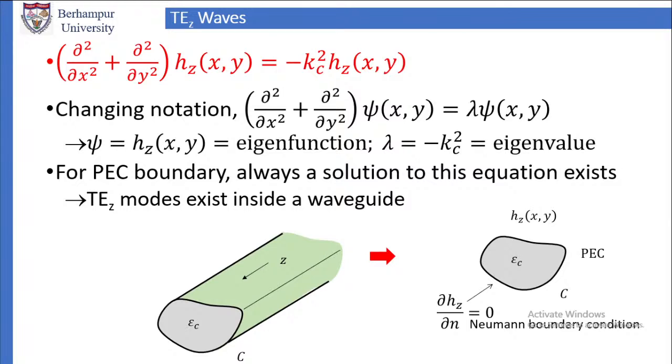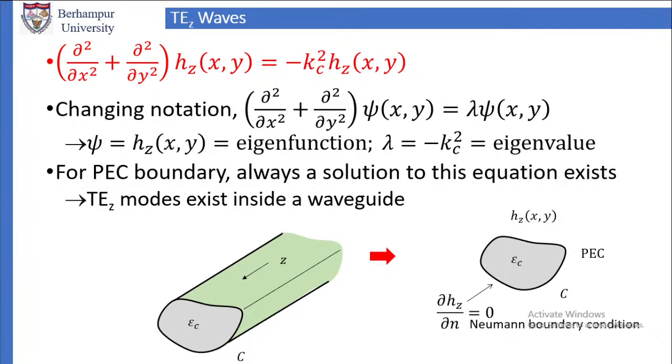Within C, we have epsilon C, that is the dielectric filling the waveguide. Epsilon C takes care of everything, that is the dielectric constant, magnetic constant, or permittivity, permeability, as well as the conductivity. So everything is taken care of by epsilon C that we have already discussed. So this is the Neumann boundary condition, ∂/∂n operating on Hz is equal to 0.